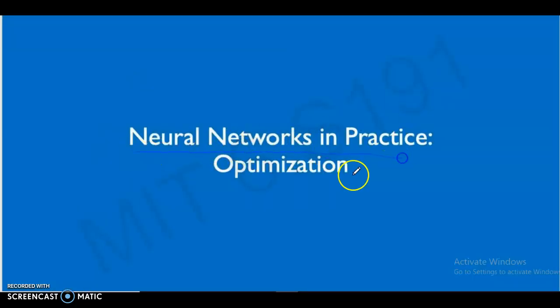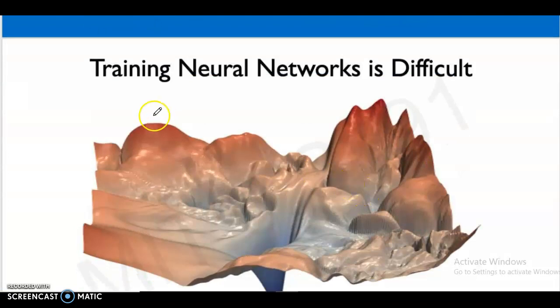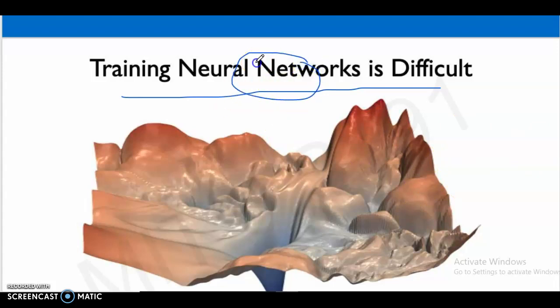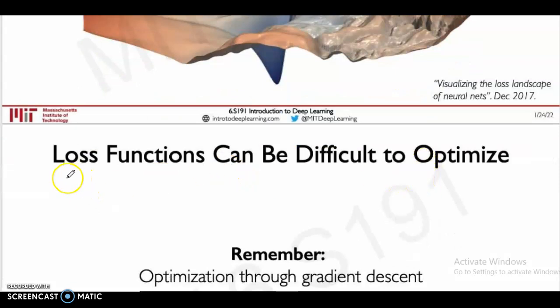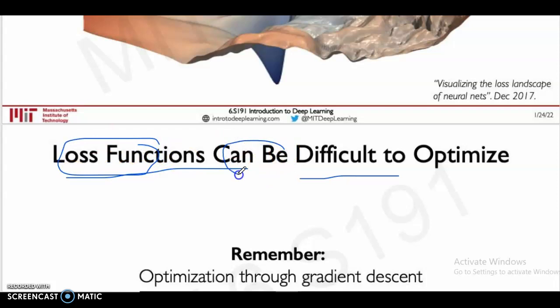Neural networks in practice: optimization. Training neural networks is difficult. Loss functions can be difficult to optimize.